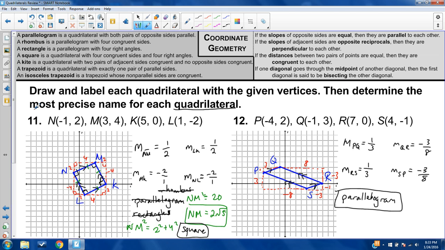Most precise name. So although it is the other three, now it is not a kite, it is not a trapezoid, it is not an isosceles trapezoid. Neither is this one here. A trapezoid only has one pair of parallel sides. A kite has no pairs of parallel sides. All right, so there you are.